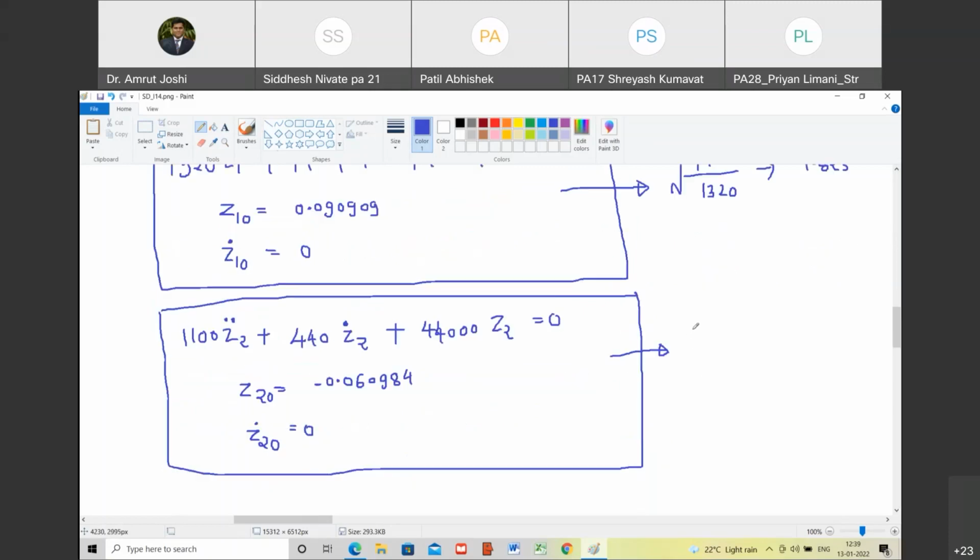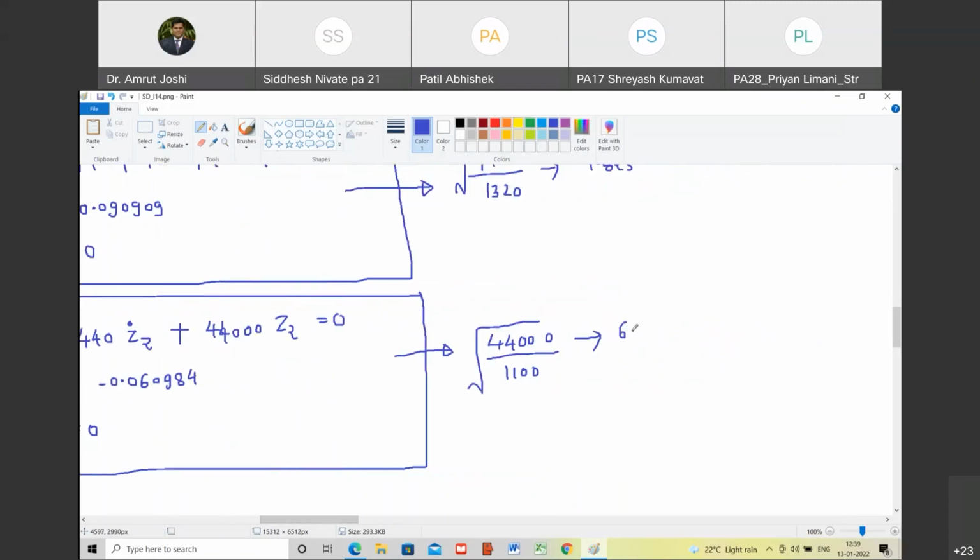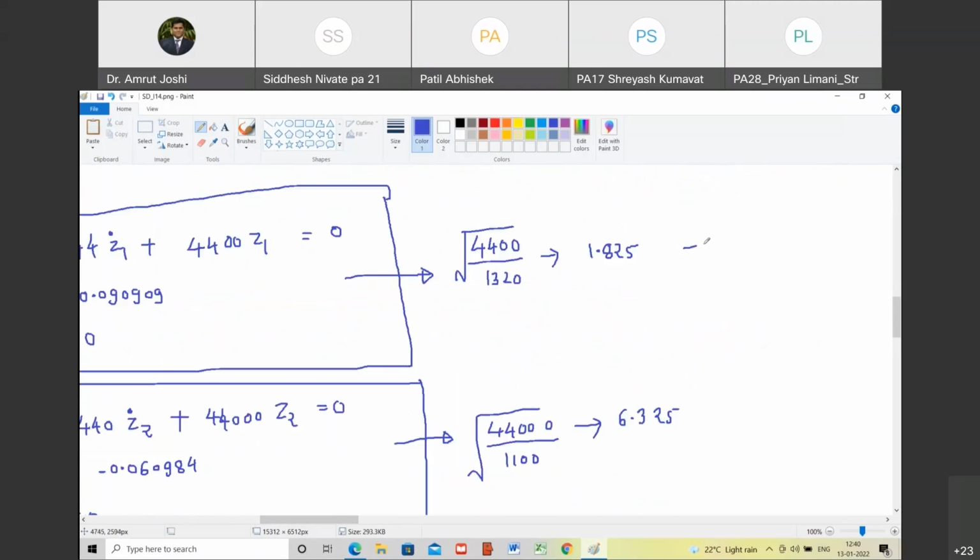Now just do that here. What do you get? It is root k by m. So k is 44,000. Do you agree with me? And divided by 1100. So how much do you get? 6.325. This is called as first natural frequency of MDOF system. With me. And this is called as second natural frequency. Are you with me? Yes, sir.